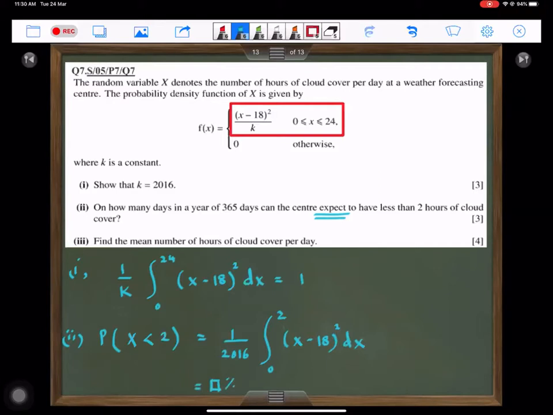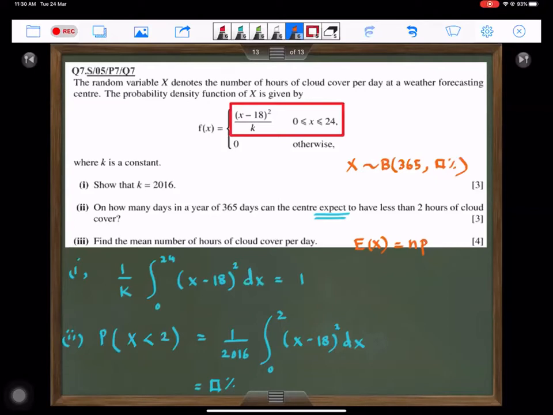What are they asking us? They are asking expected value. We know that expectation of x is np. Why does it become a binomial question? Because x follows a binomial distribution. We are talking about 365 days, and the probability of success is what you have calculated from the PDF. So you obtain the probability from the PDF and you create a binomial.